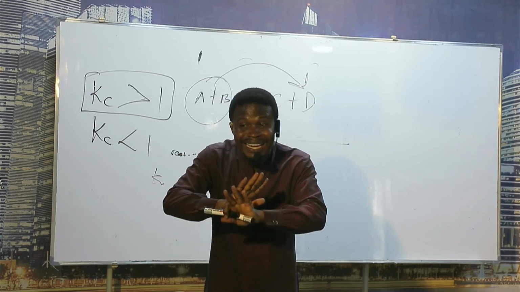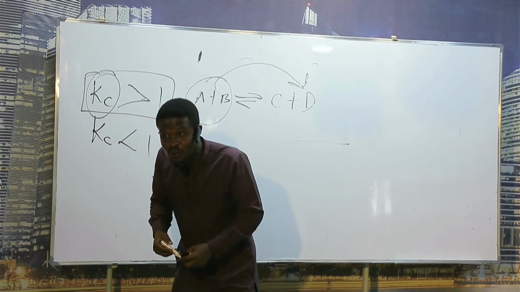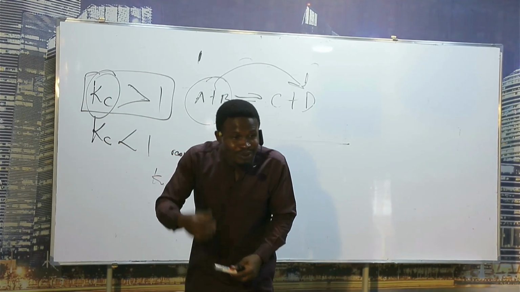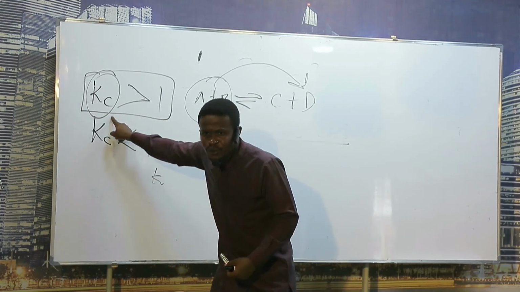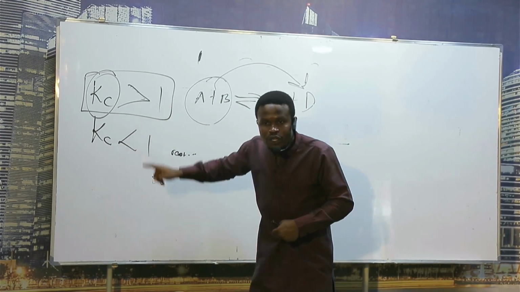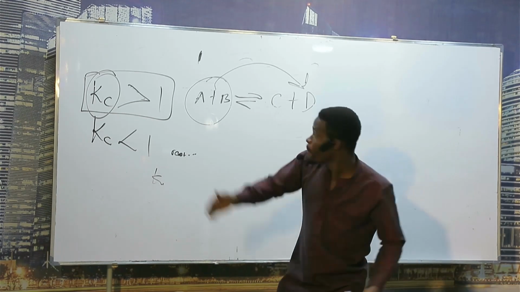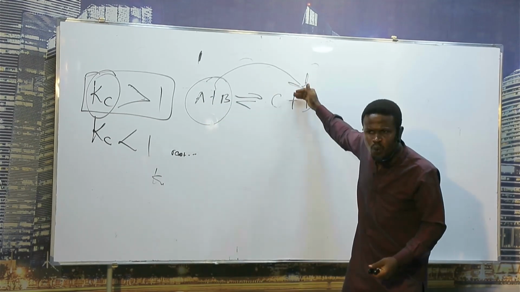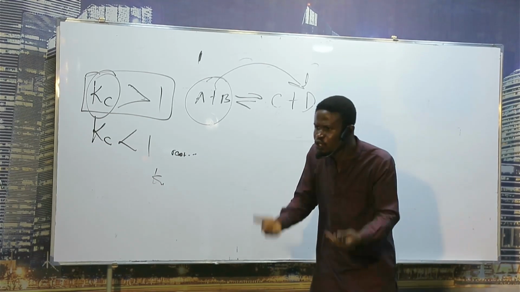Concentration and pressure do not change the equilibrium constant. The only thing that can affect your Kc value is temperature. Have it at the back of your brain. And when your Kc value is large, that means it is greater than 1. What does it indicate? That more reactants have been converted to product. So the condition is very good.